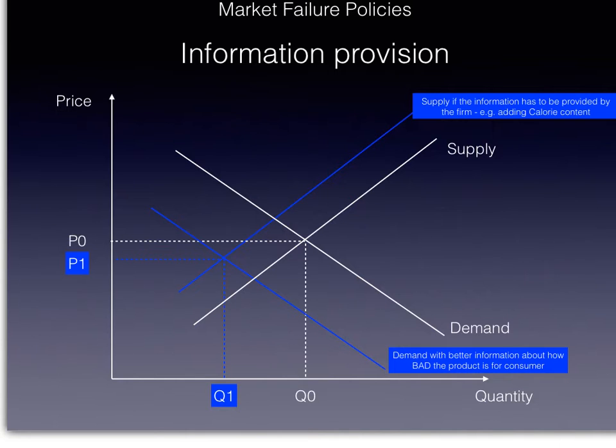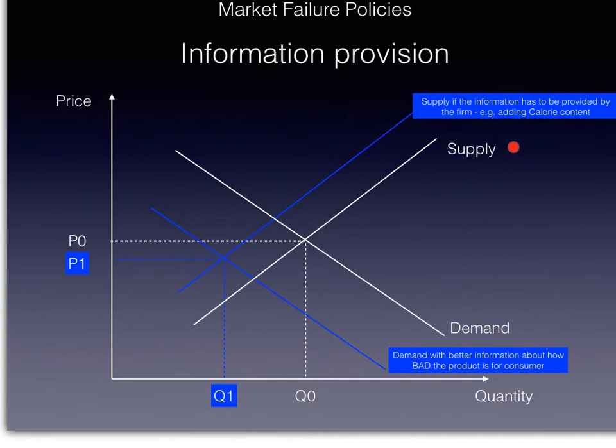I think an added bonus with the information provision is this, that if the government provides the information, then it's not going to affect the supply curve of the firm. But take this one where we said that the product is bad for us. This was perhaps an example of the fast food question.